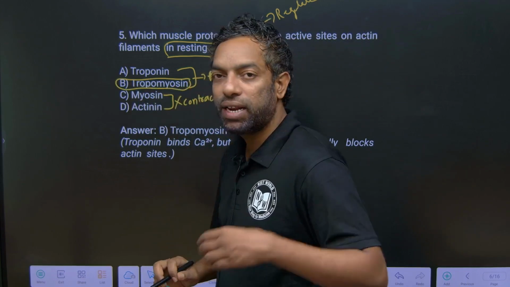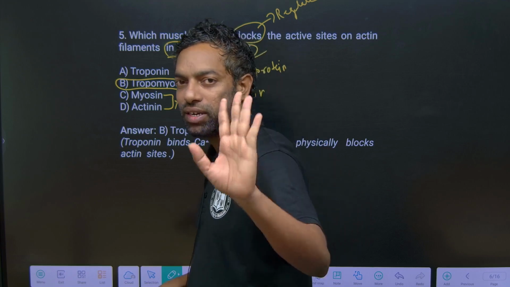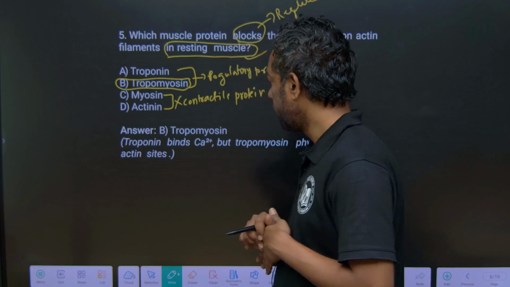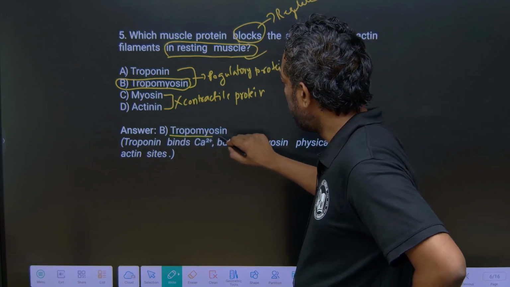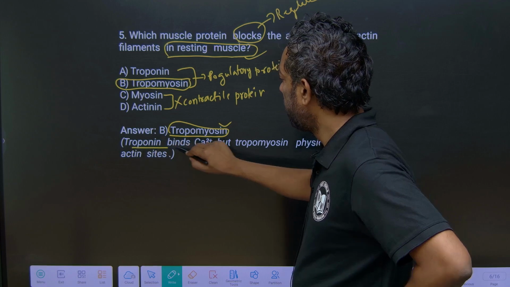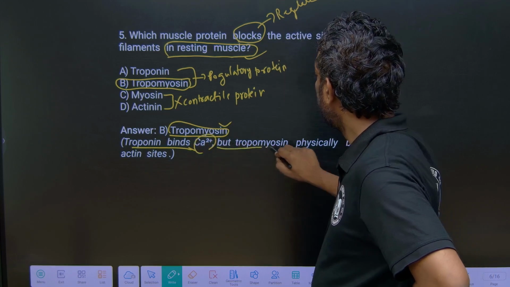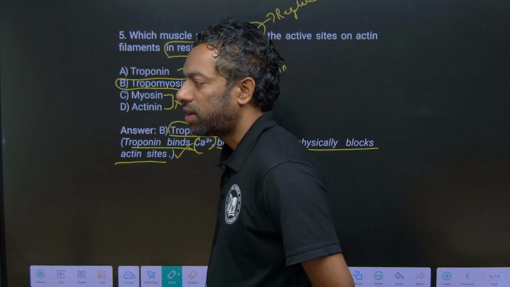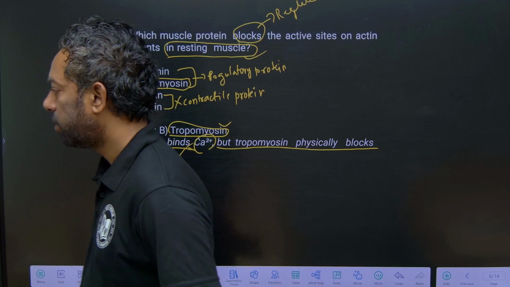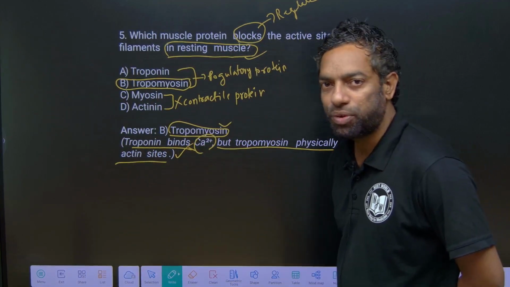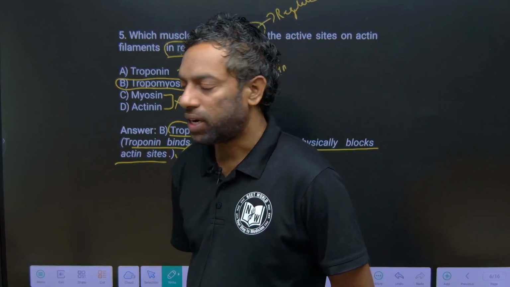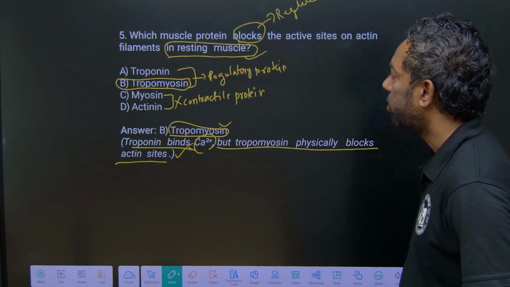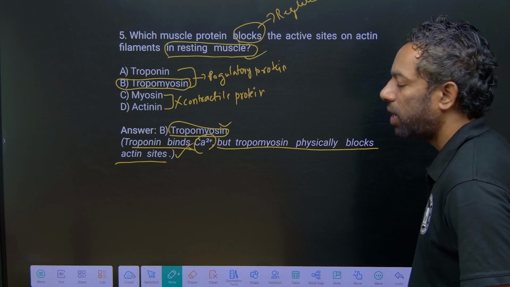I will give you all the information on muscle contraction. There is a theory called the sliding filament theory. We will discuss it in the coming sessions. Yeah, tropomyosin is the answer. Troponin binds with calcium, but tropomyosin physically blocks the actin sites. Okay, I will give you the right information in the coming classes. Up to here we don't have time to explain everything, so I am going to tell you the direct answer, which is tropomyosin. It is the regulatory protein. It hides the sites on the actin. Yes.